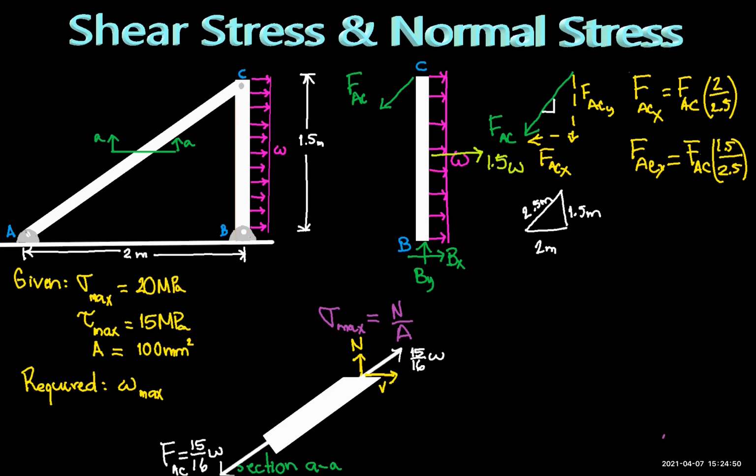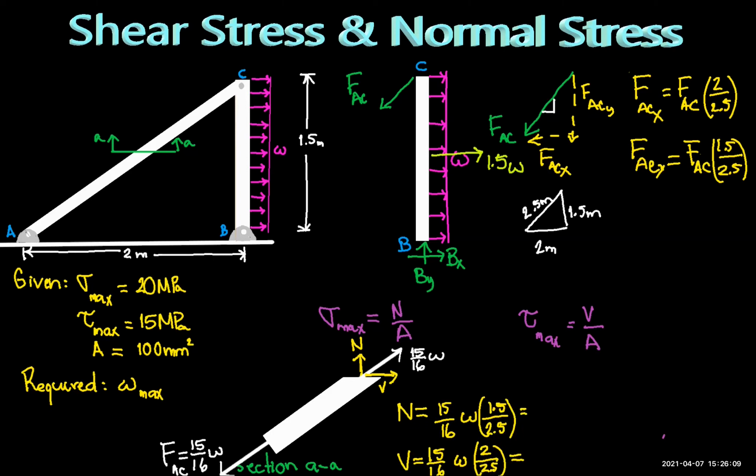Now that we have drawn the internal forces, we can go ahead and solve for the normal force and the shearing force. From here, we know that the normal force is the Y component of the axial force of member AC, and the shearing force is the horizontal component of the axial force of member AC. Using our dimensions on the triangle we had above, the normal force is equal to 9 over 16 times the magnitude of the distributed load, and the shearing force is 3 over 4 times the magnitude of the distributed load.